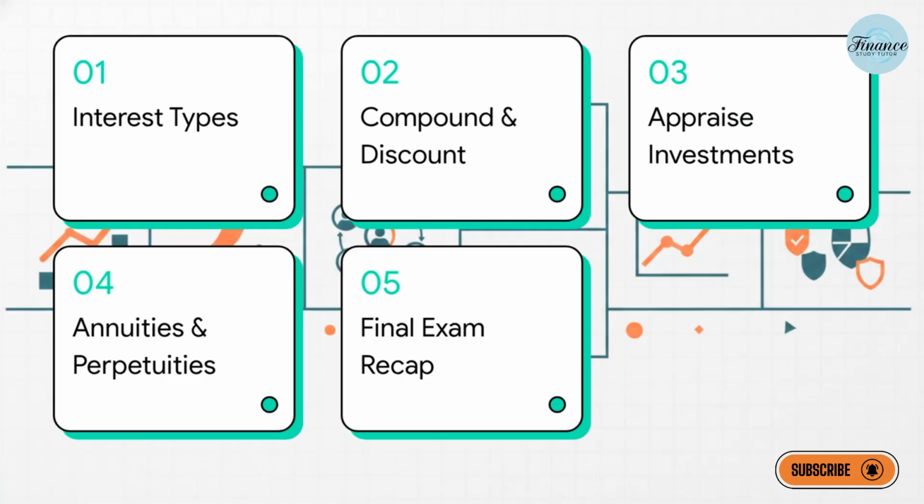So here is our quick roadmap for today. We are going to cover: 1. Simple versus compound interest. 2. Compounding and discounting. 3. Appraising investments using NPV and IRR. 4. Annuities and perpetuities. And 5. We'll wrap it all up with a final exam recap.